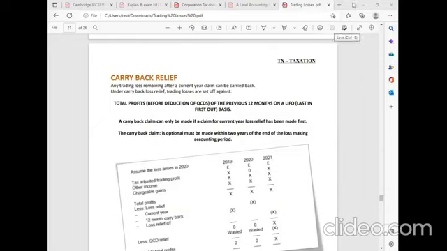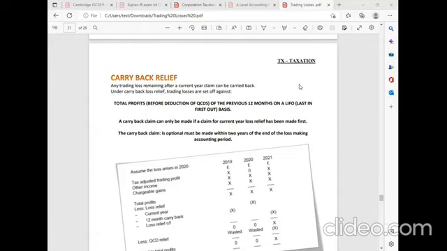The third option available for companies to claim the losses is known as carried back relief. As we saw till now, the topic is very easy. If you are hands-on with the individual trading loss, this one is very, very easy. But now the tricky part is coming up. This tricky part is known as carried back relief.